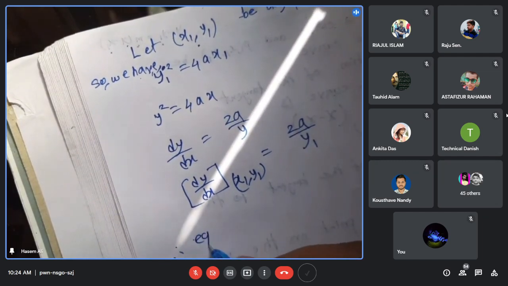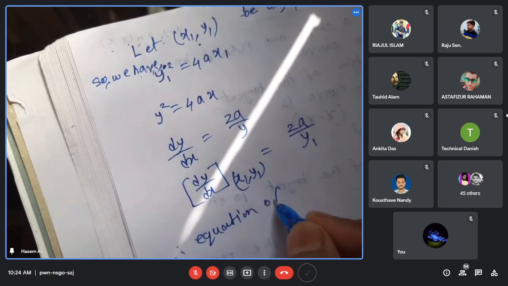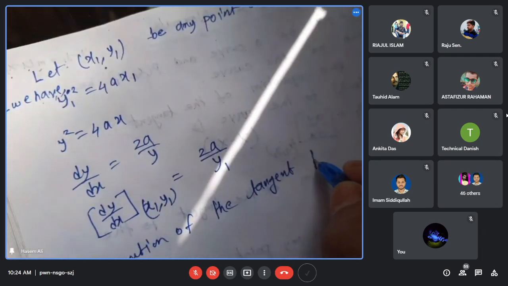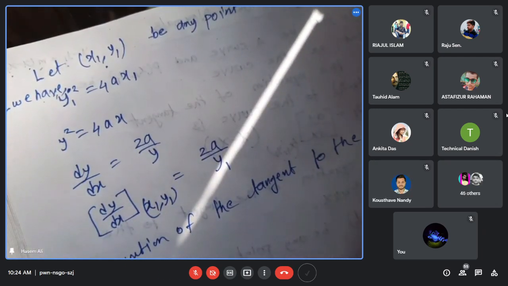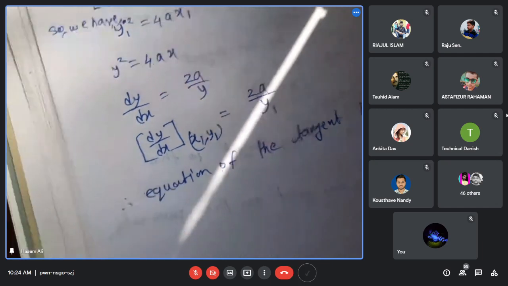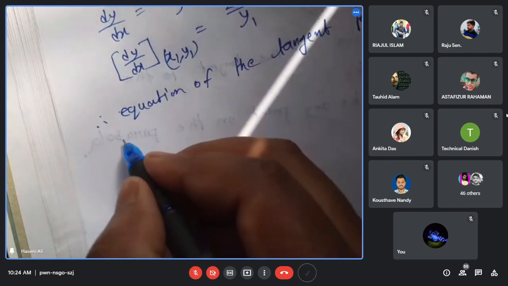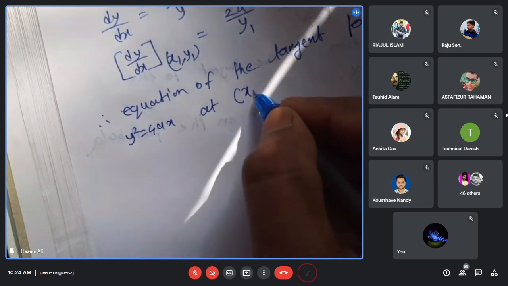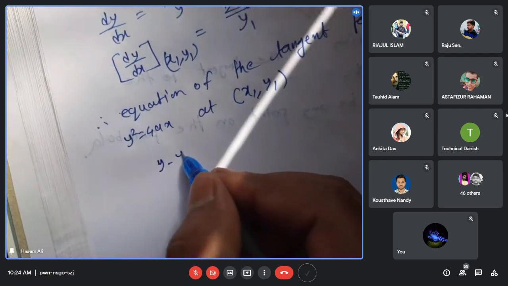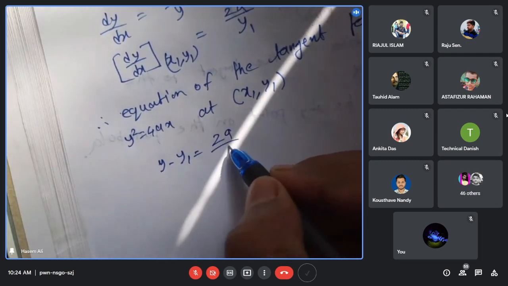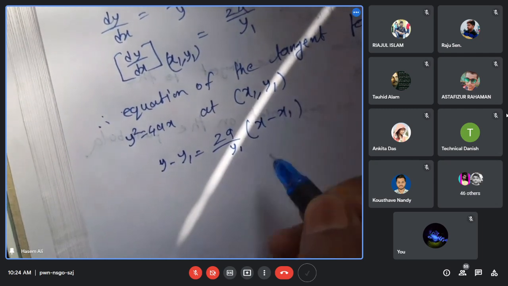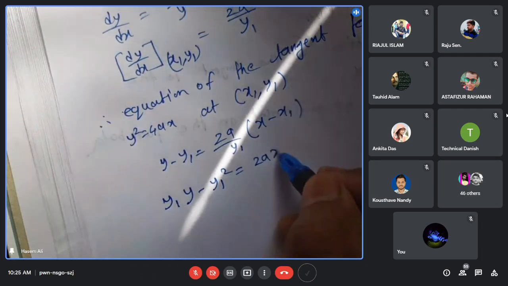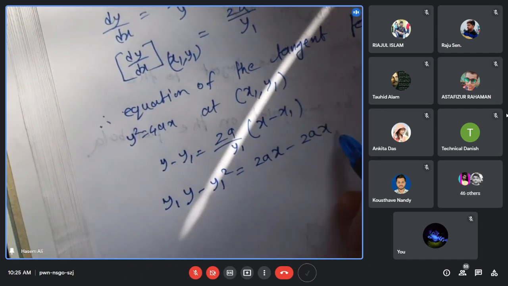Therefore, the equation of the tangent to the curve y square equals to 4ax at the point x1 y1 is y minus y1 equals to 2a by y1 into x minus x1. So we have y1 y minus y1 square equals to 2ax minus 2a x1.